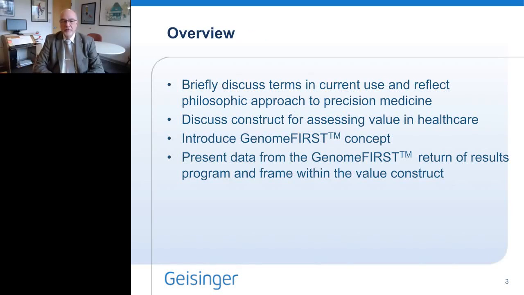So as an overview for today's talk, I'm going to briefly discuss terms that are in current use and reflect a bit of the philosophic approach to precision medicine that we're trying to implement here at Geisinger. I also want to spend a little bit of time discussing the construct for assessing value in healthcare, since this is something that is becoming increasingly important and is not something that we're exposed to very much.